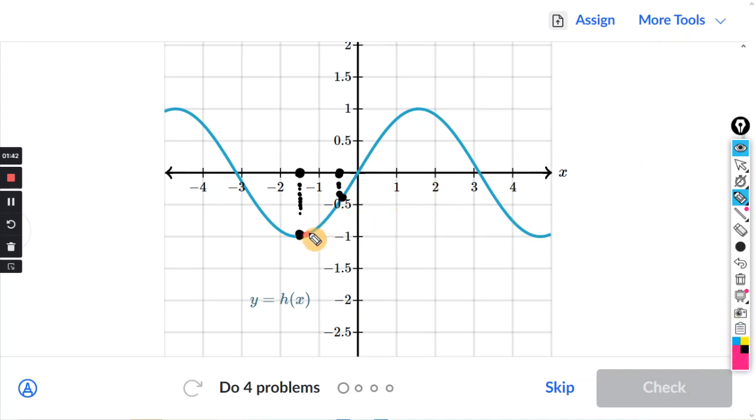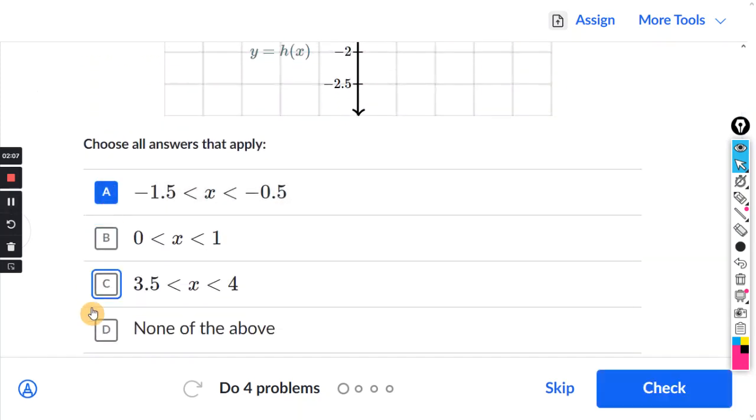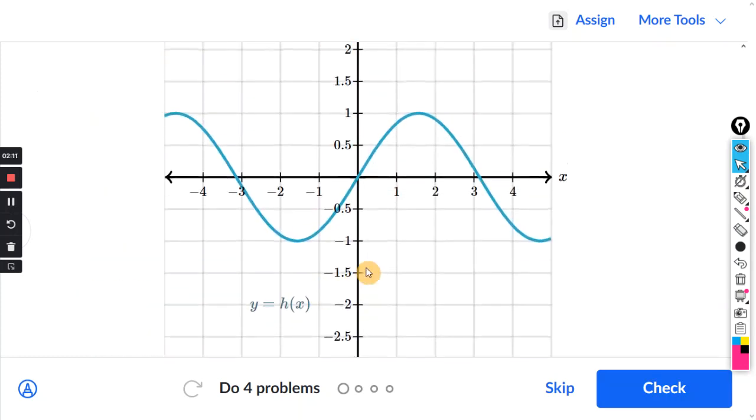Well, clearly the graph is going up and to the right. Okay, that is a positive slope. So in that section, the graph is definitely increasing. And that's what they asked us. So A is true. Let's check out between 0 and 1.